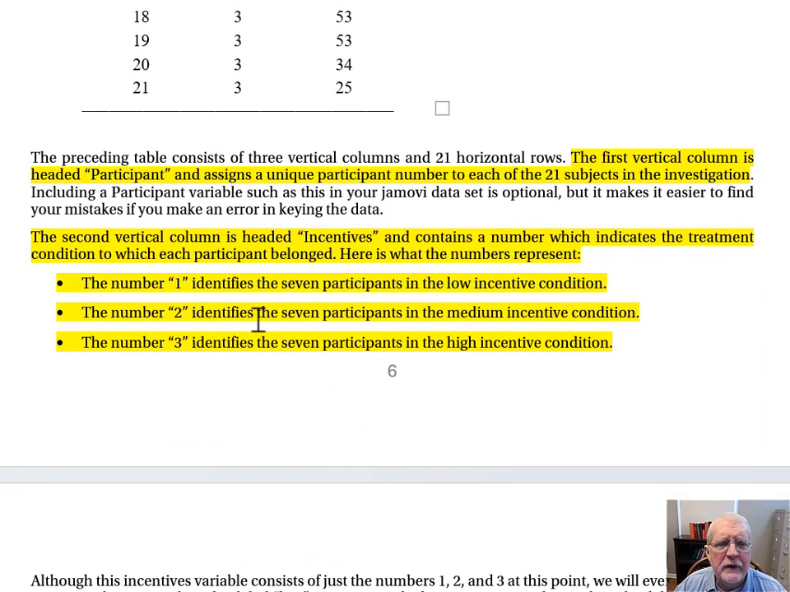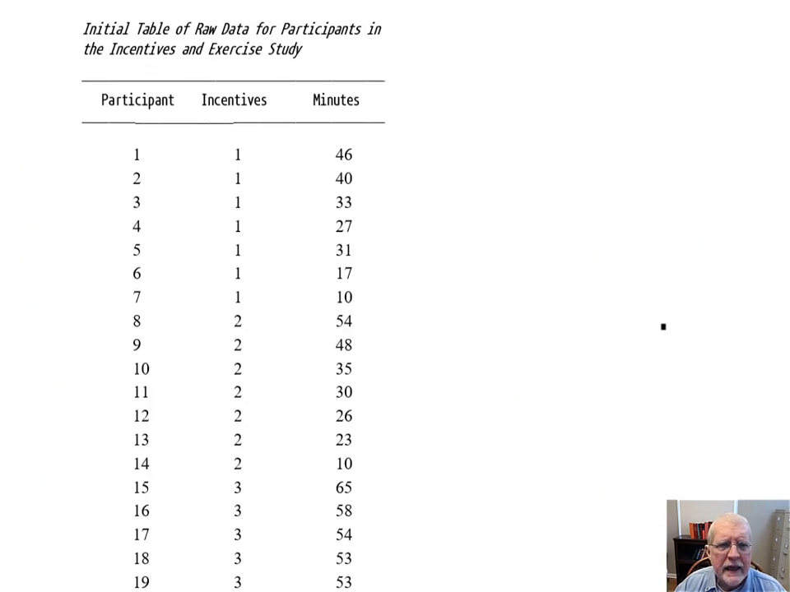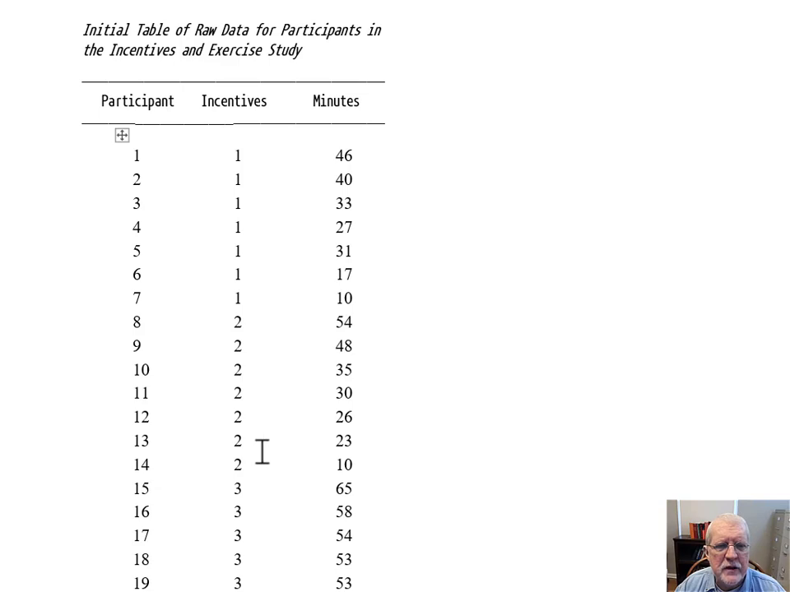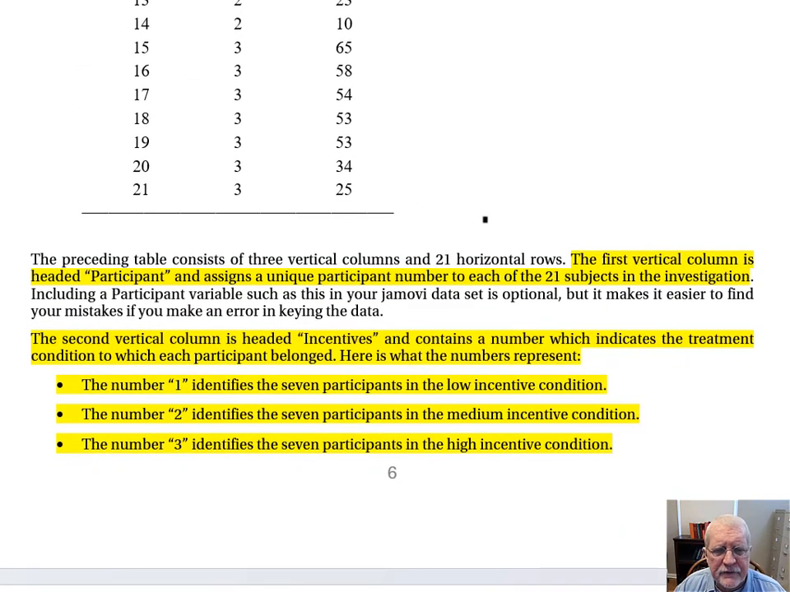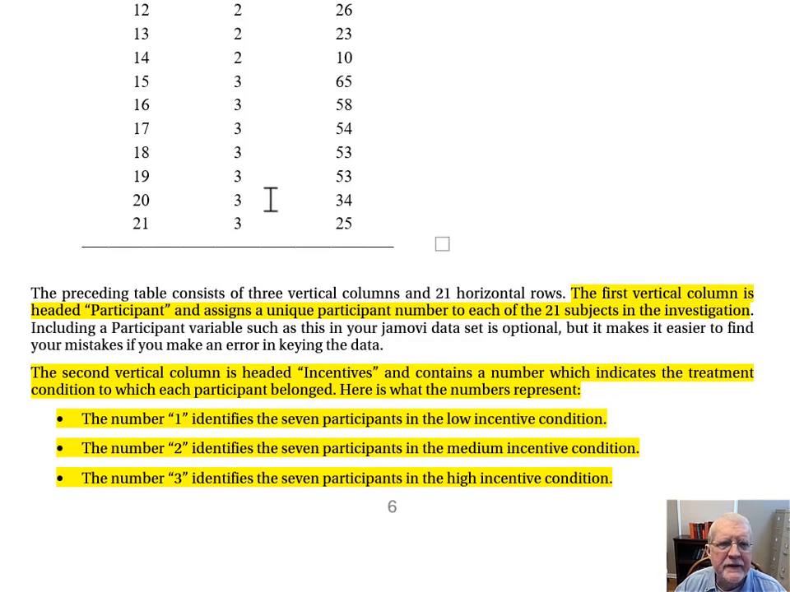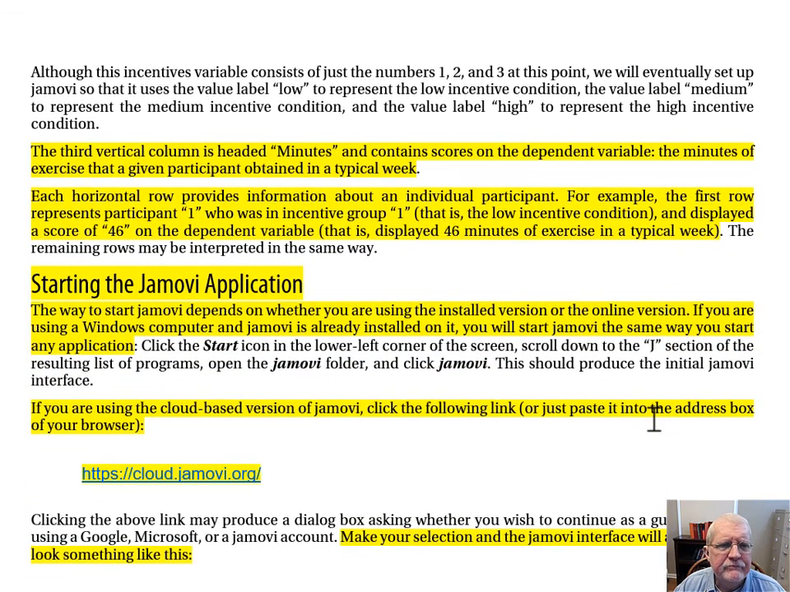Okay. The number 2 identifies the 7 participants that are in the medium incentive condition. And that would be these 7 people that are identified with a 2. And the number 3 identifies the 7 participants in the high incentive condition. And that is these 7 people identified with a 3. We go to page 7.